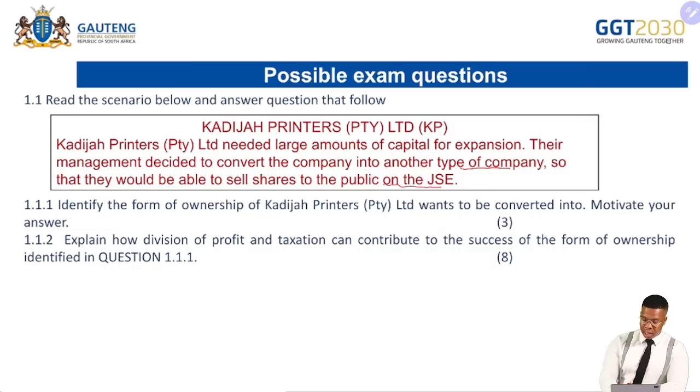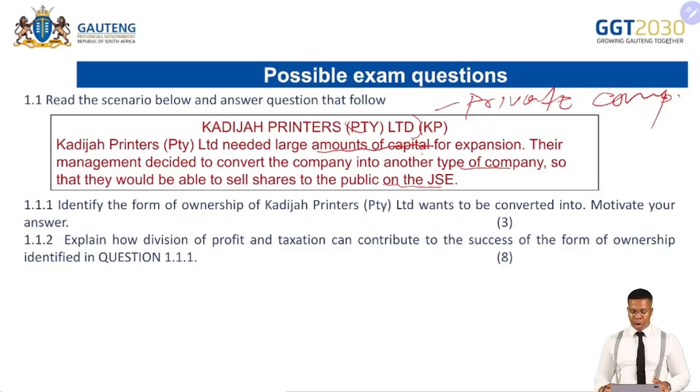So what is key here is that Pty Ltd should tell you that this is a private company. Since the company is looking to get a large amount of capital, which is the money needed to operate the company, they have to come up with a strategy to convert their ownership to the one that allows the public to come and buy shares, and the one that would allow a large number of people to get access to buying the shares.